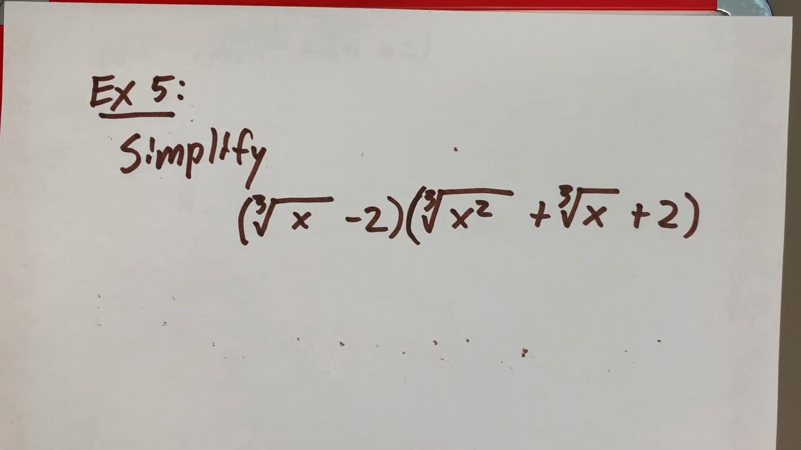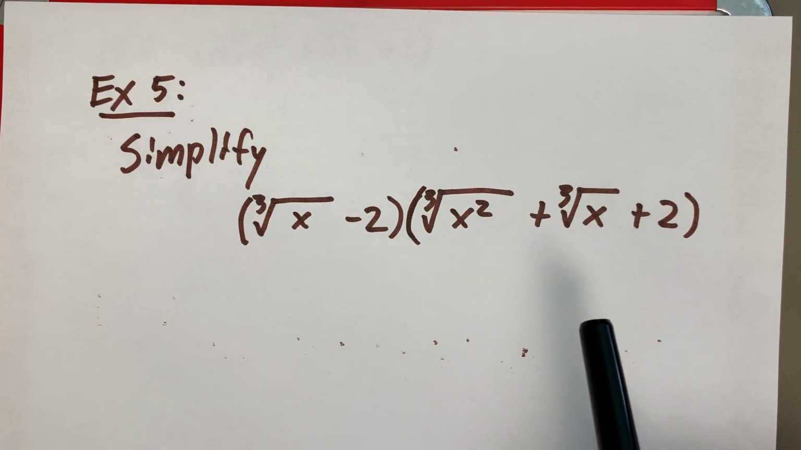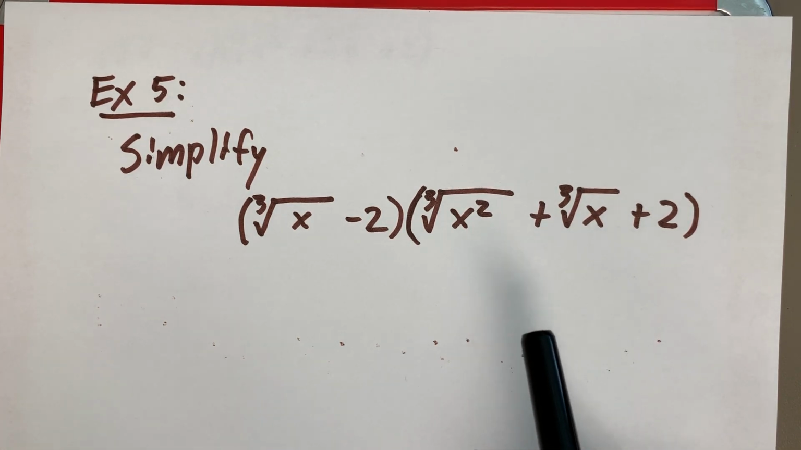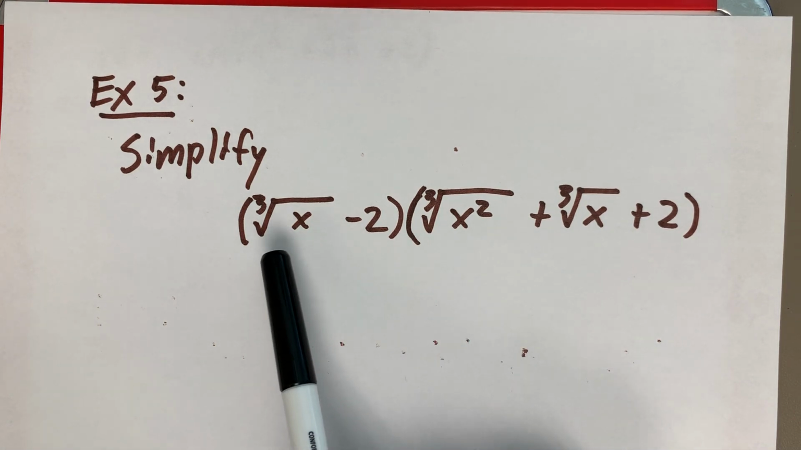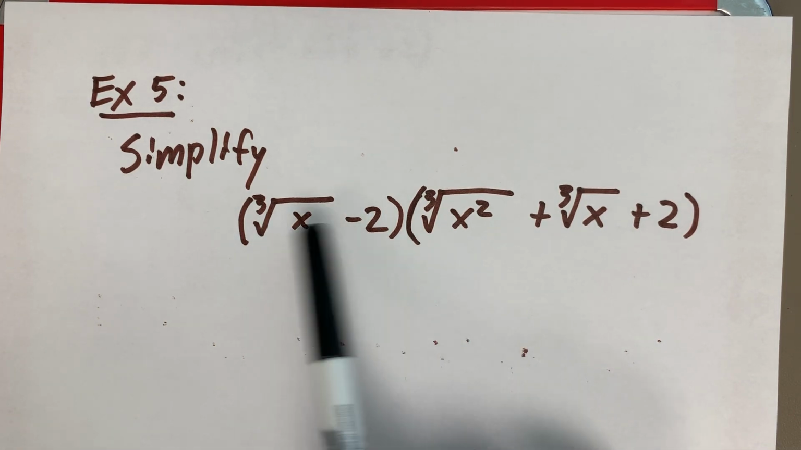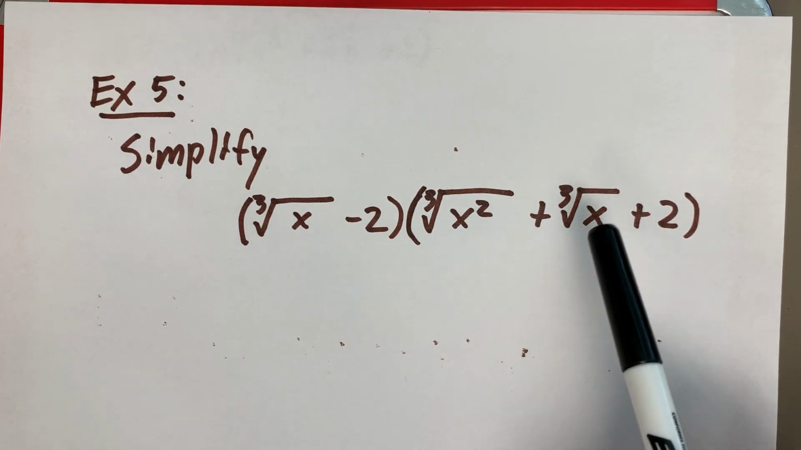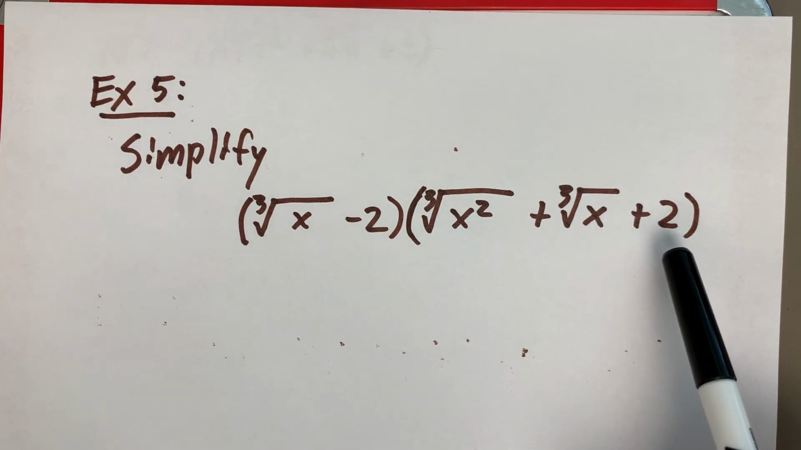And now on to our fifth example. We're going to be looking at foiling something a little bit larger, just to show that it works the exact same way as when you're foiling with polynomials. So we're looking at the quantity cube root of x minus 2 times the quantity cube root of x squared plus cube root of x plus 2.